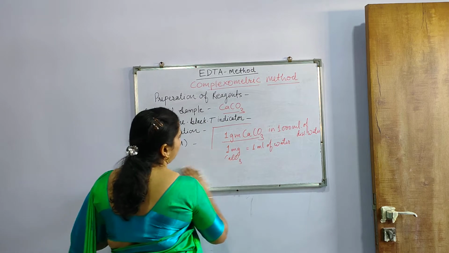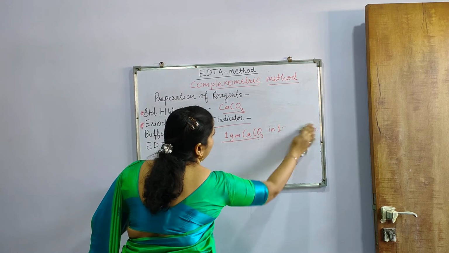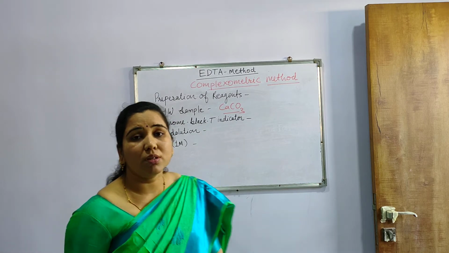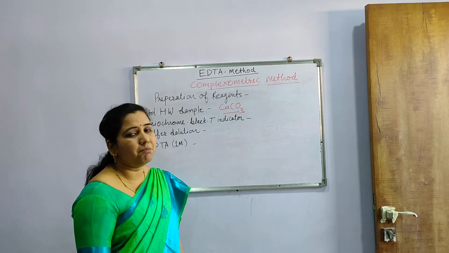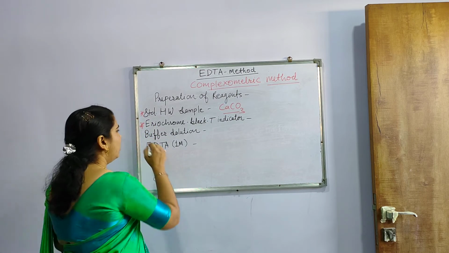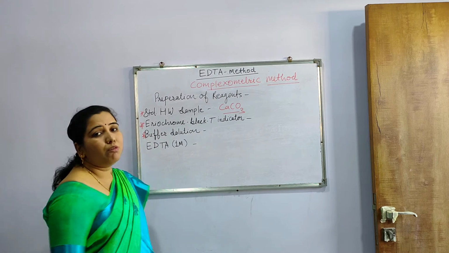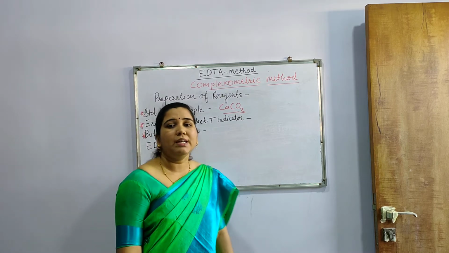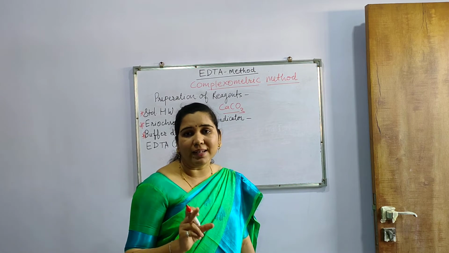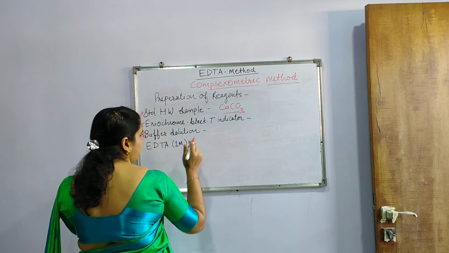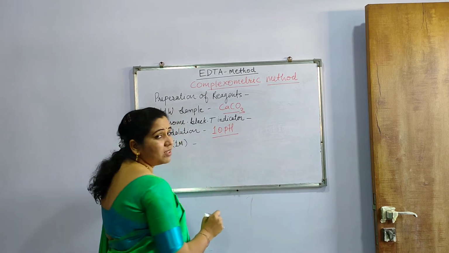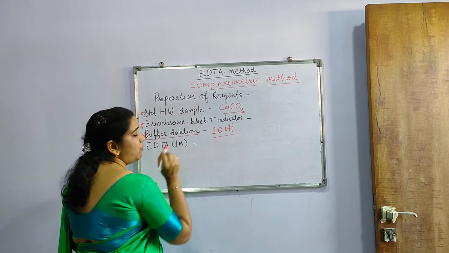Now next is to prepare the buffer solution. Before this I did not use the term buffer solution, but the buffer solution is a must in this EDTA method. Its name itself indicates that a buffer is added for the purpose of maintaining pH. This total EDTA process is carried out at pH 10, that is a basic pH. So to maintain pH 10, we have to add this buffer solution.